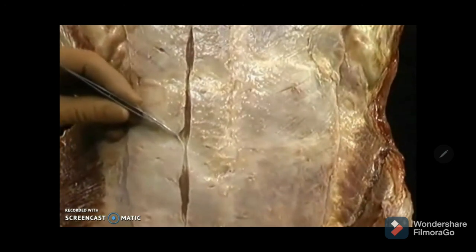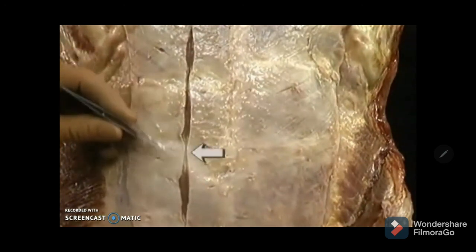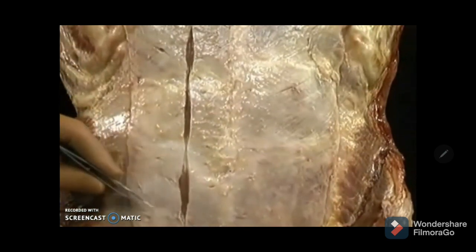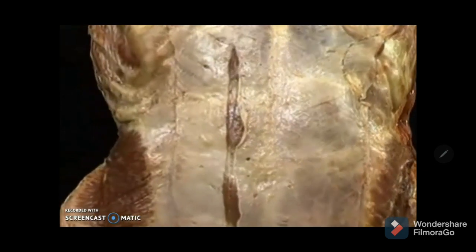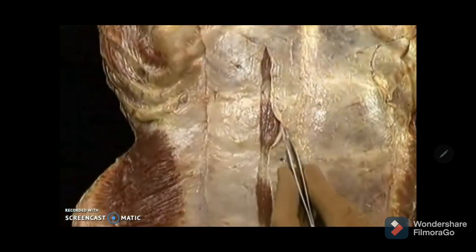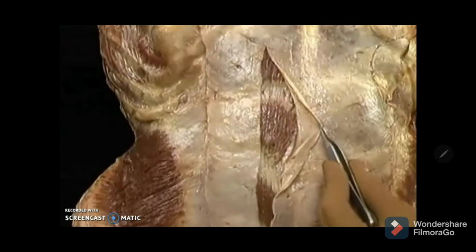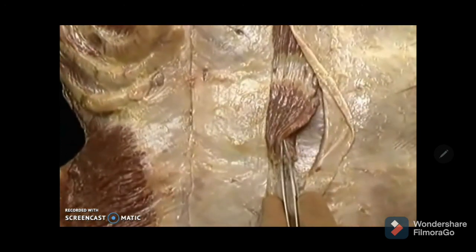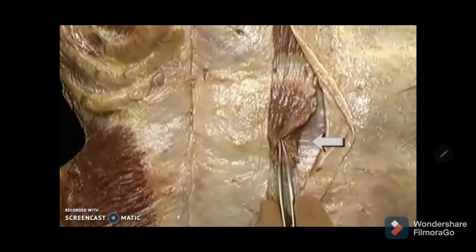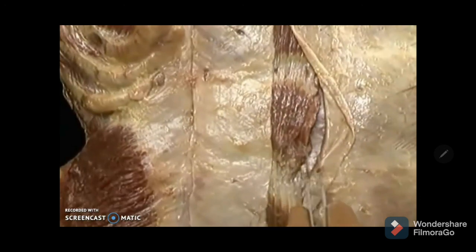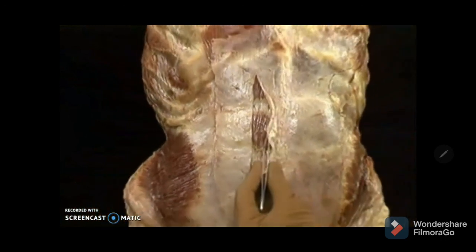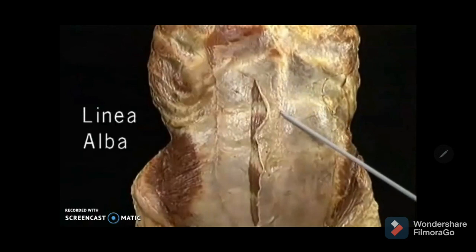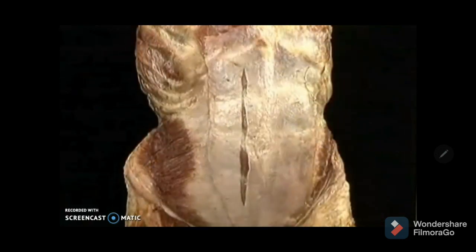When you reflect that, you can see this anterior rectus sheath is attached to the tendinous intersection. When you separate it from the tendinous intersection, you can see the contents there. You can see the rectus abdominis muscle, and that is the posterior layer of the rectus sheath. So this is the rectus sheath covering the rectus abdominis muscle, and that is the linea alba what you are noticing there.